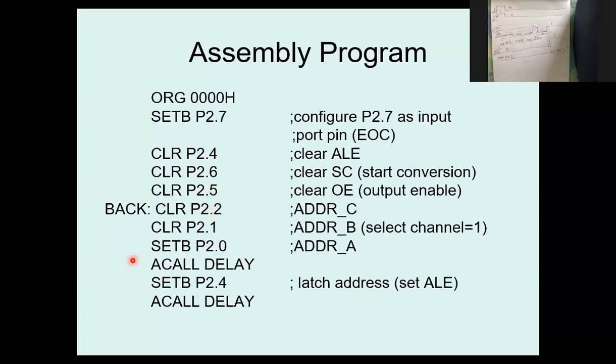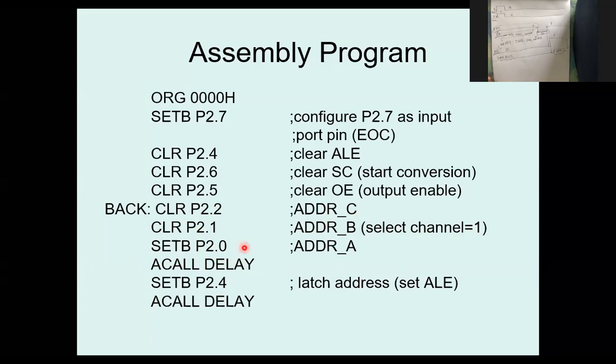Next, we select a channel, like 001. We select channel 1: CLR P2.2, CLR P2.1, and SETB P2.0, meaning 001. So it will select channel 1. Next, ACALL delay. What is the function of ACALL delay? As you are selecting the channel, I already told you that the microcontroller is a faster device, but the ADC is not so fast compared to the microcontroller. That's why I have given ACALL delay.